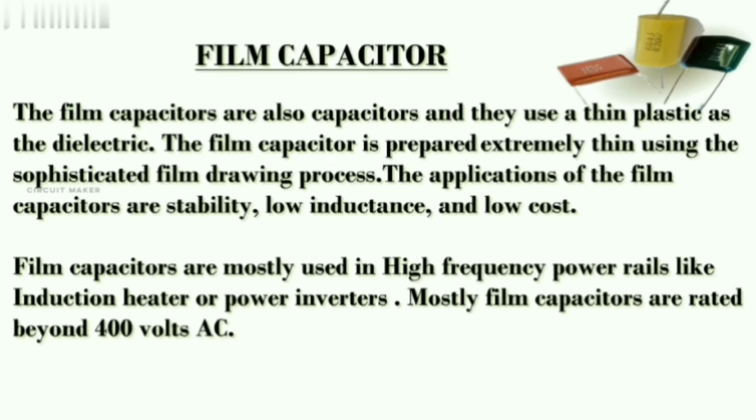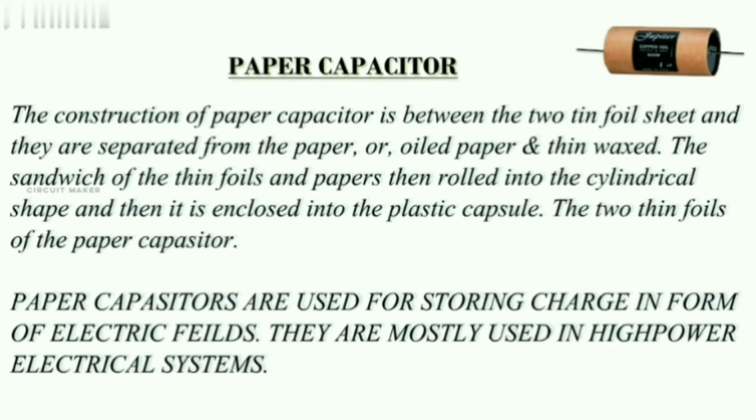Next is the paper capacitor. Paper capacitors are mainly used in high power and high current circuits. Paper capacitors are most often used in amplifiers. If you take a look at the crossover inside music systems, then you can see the capacitors used there are paper capacitors. They are also used in circuits to block AC signals from DC lines.